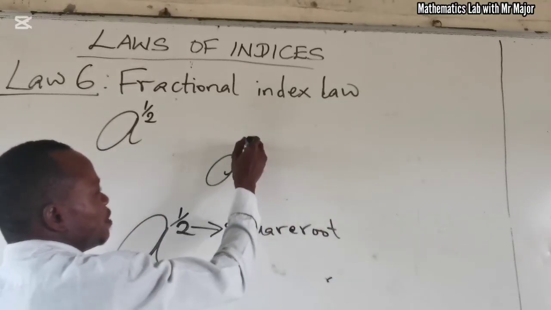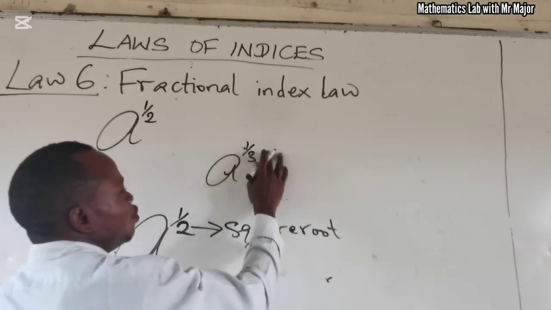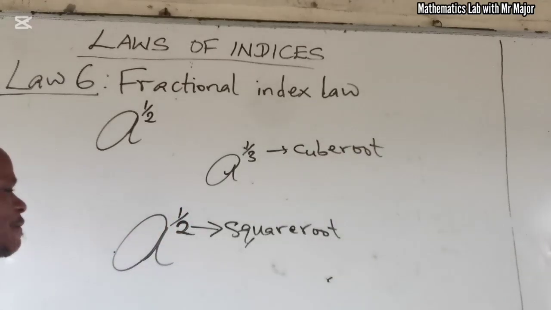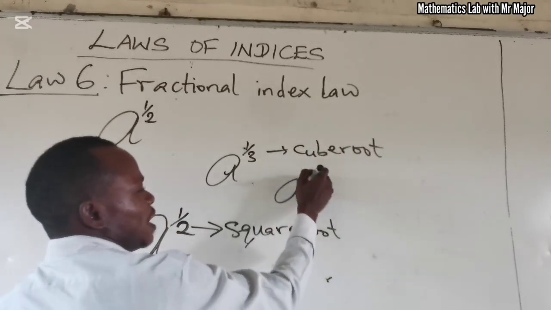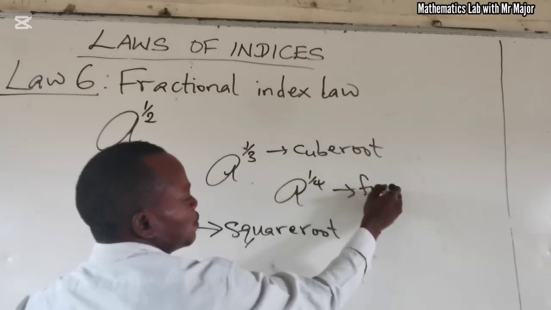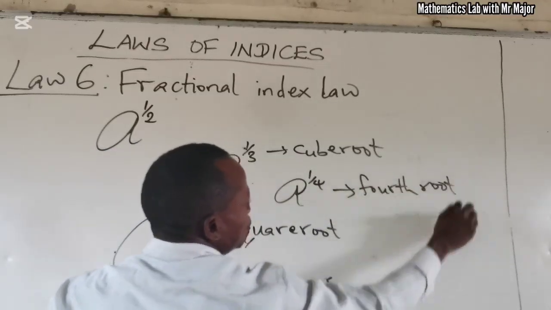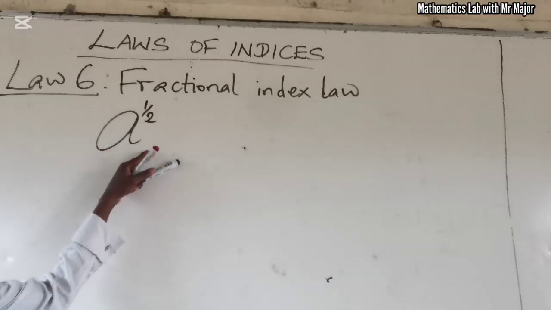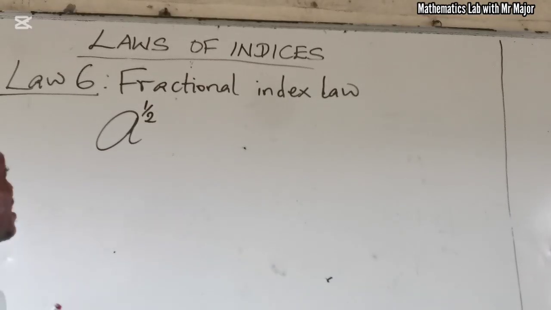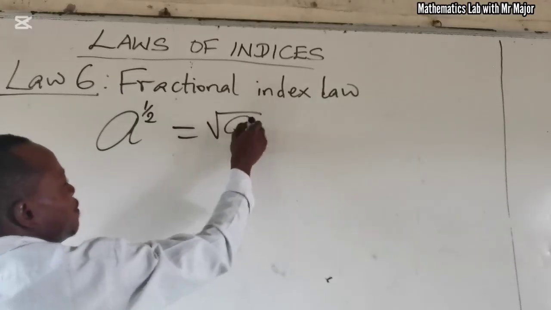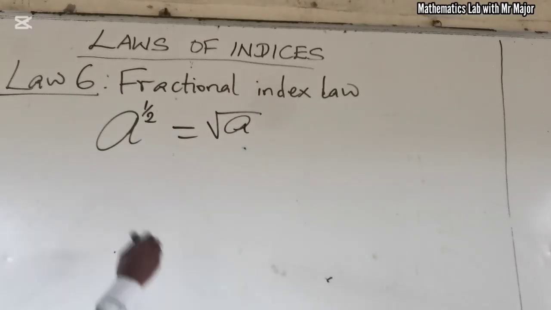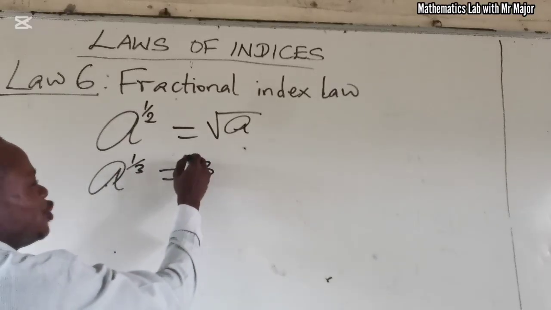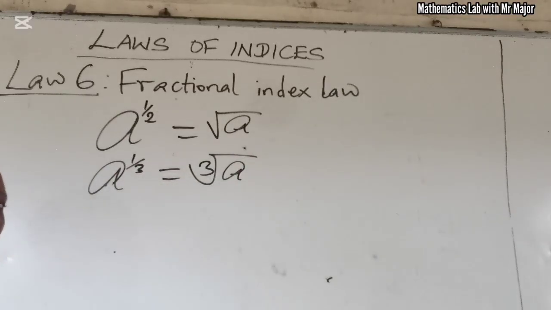If it is a raised to power 1 over 3, that will be cube root. So if it is a raised to power 1 over 4, that will be the fourth root. If it is a raised to power 1 over 5, it will be the fifth root. So what that means is that a raised to power half is equal to the square root of a. Now, a raised to power 1 over 3 is equal to the cube root of a.